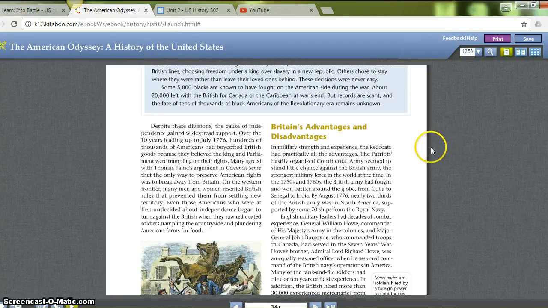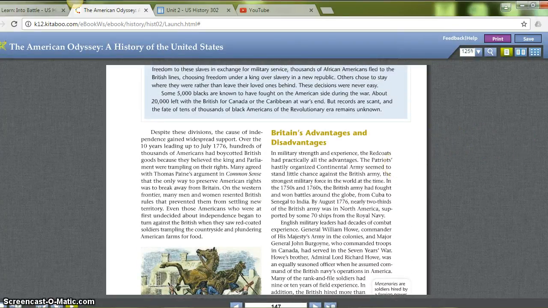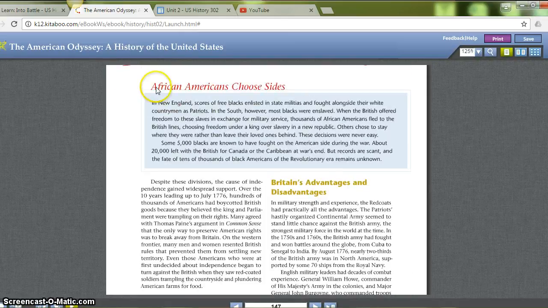Britain's advantages and disadvantages. First of all, let's look at the inset here. African Americans choose sides. In New England, scores of free blacks enlisted in state militias and fought alongside their white countrymen as patriots. In the South, however, most blacks were enslaved. When the British offered freedom to those slaves in exchange for military service, thousands of African Americans fled to British lines, choosing freedom under a king over slavery in a new republic.